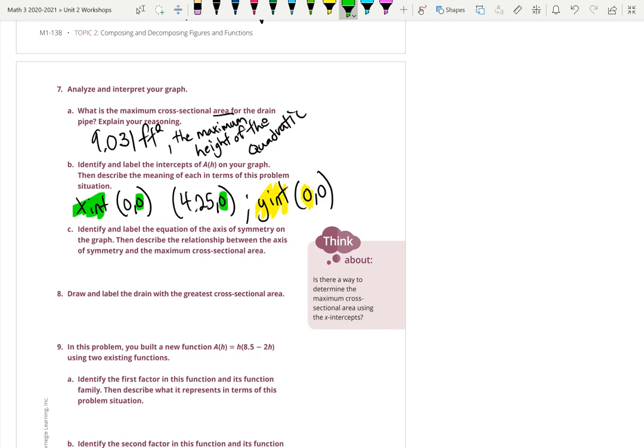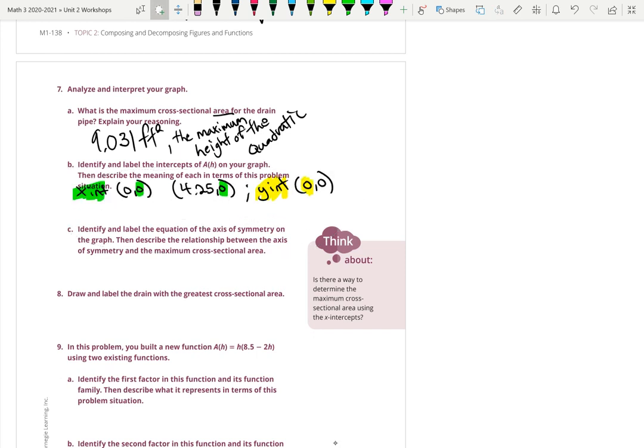And let's talk about each. So describe the meaning. This is everyone's favorite part of math class. So what does 0, 0 mean? Well, when the height is 0, there is no metal left to bend. When the height is 0, it can be 4.25.